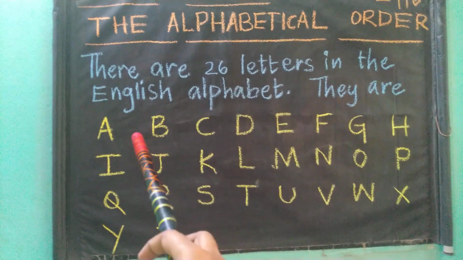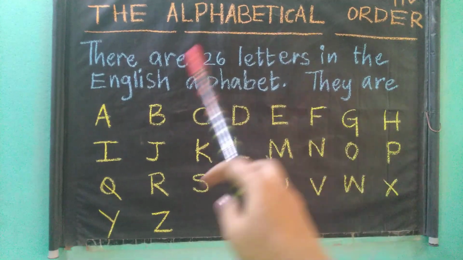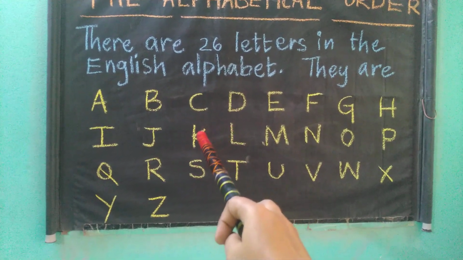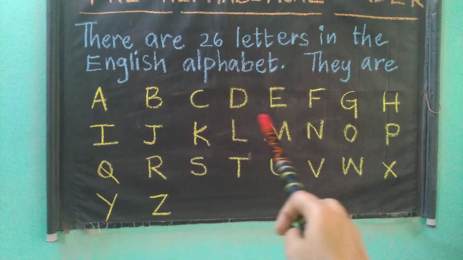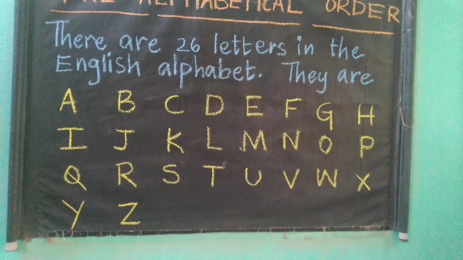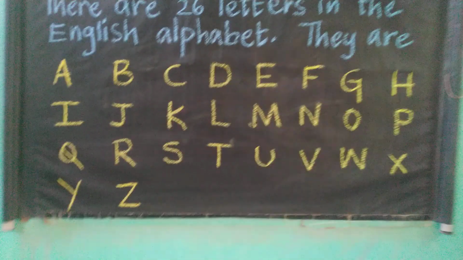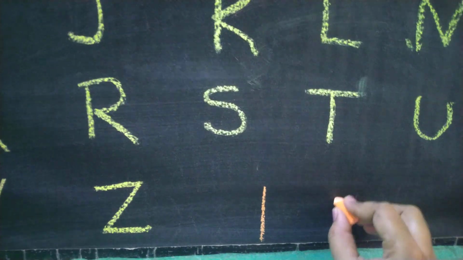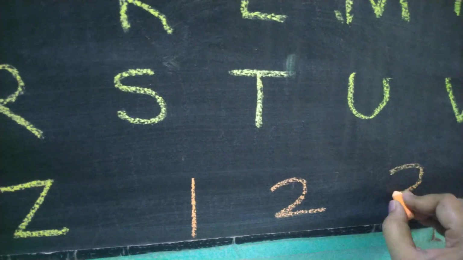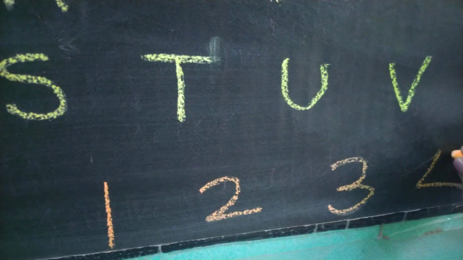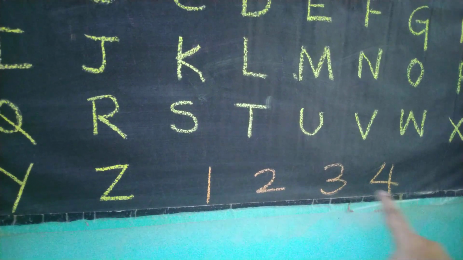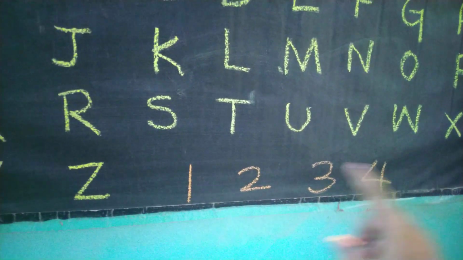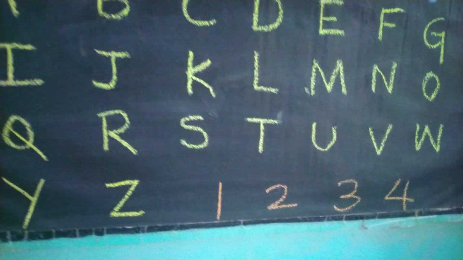Now these letters are in perfect order. After A we write B, after B we write C, after C we write D. So this is called alphabetical order. For example, to help you understand better, you know 1, 2, 3, 4. We call it an order. After 1, 2 will come, after 2, 3 will come, after 3, 4 will come. This is the order we always follow.